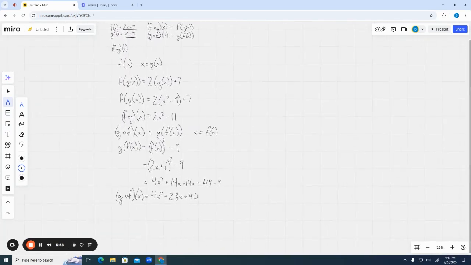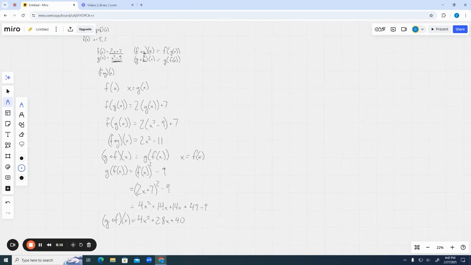And that is how to determine your composite functions. And solving them should be the exact same as just plugging in a value for a regular function.